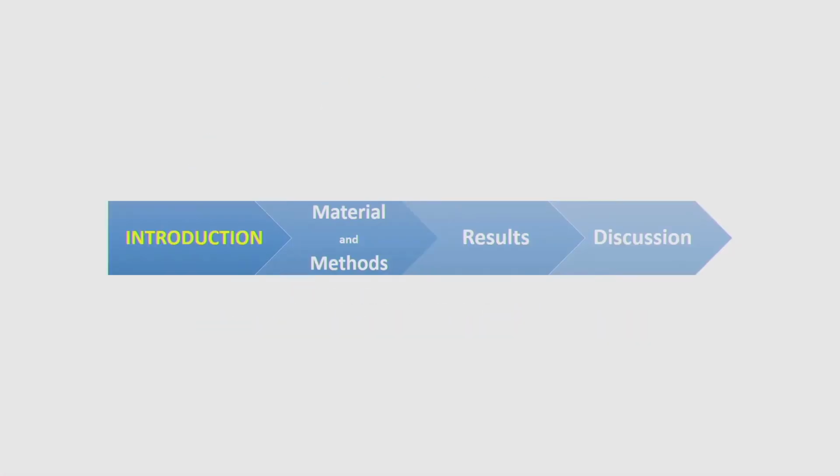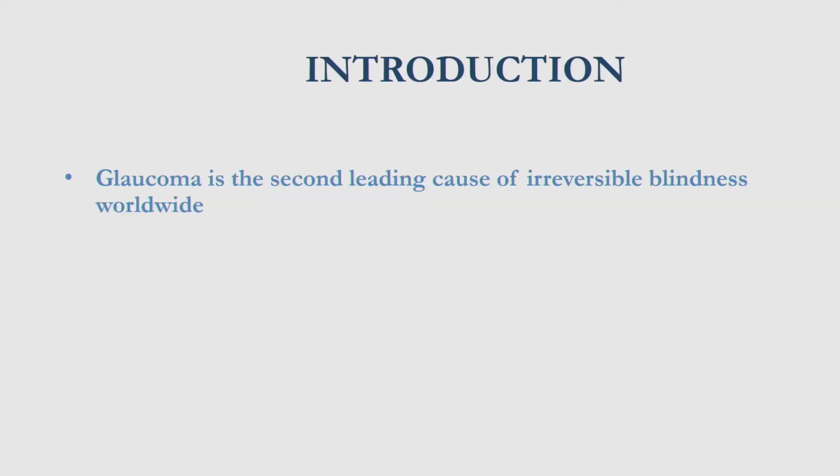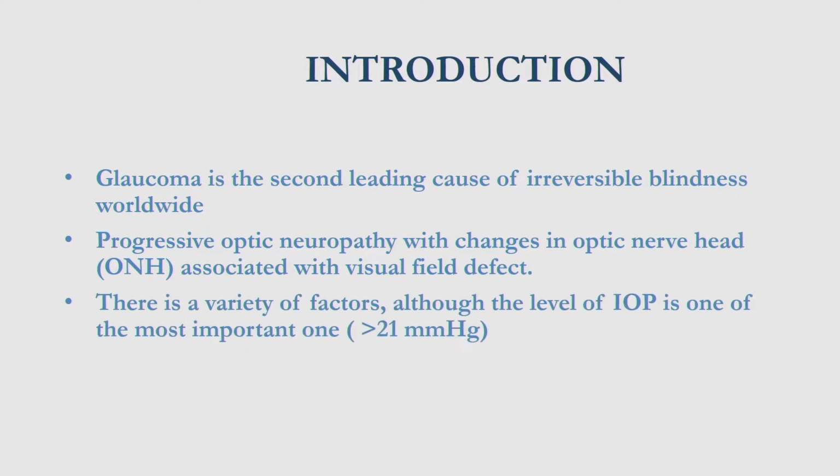My colleague has given us the details about micropulse laser, which uses the same technology as SubCyclo. So in the introduction, I will repeat some information. Glaucoma is an optic neuropathy, with changes in the optic nerve head and visual field defects. There is a variety of risk factors, and the level of IOP is one of the most important.